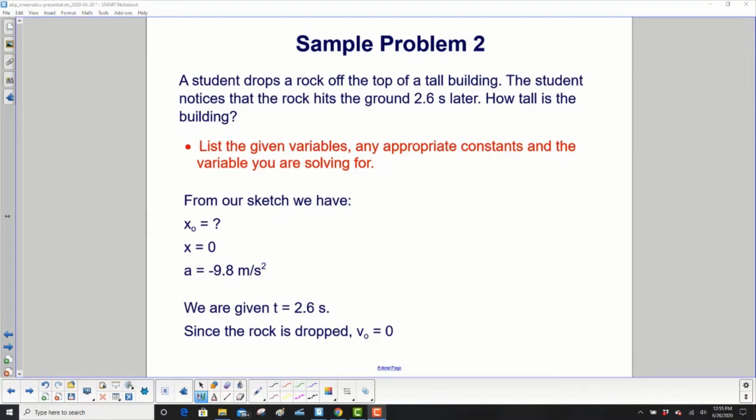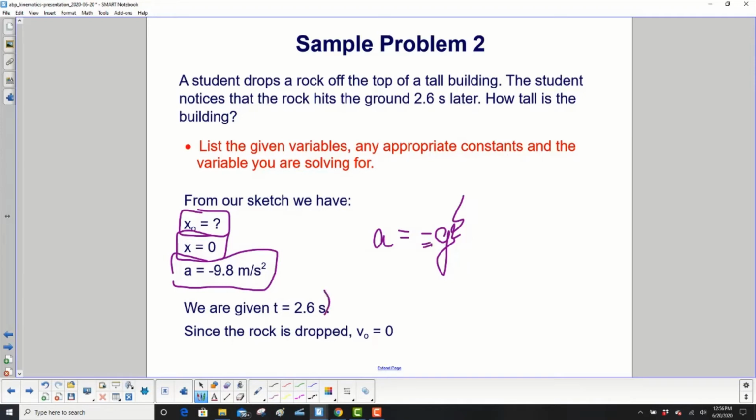Now we list our variables and any appropriate constants, and the variable we're looking for. So from our sketch, our initial position, x0, is question mark. That's what we're trying to find. Here's our final position on the ground, x is 0, and here's a constant. A is minus 9.8 meters per second squared. So actually, what is a equal to? It's equal to minus g. G, by the way, is always a positive 9.8 meters per second squared. The negative comes in when you're using it as an acceleration and it's pointed down. What else do we have? We have time, 2.6 seconds, and since the rock is dropped, its initial velocity is 0.